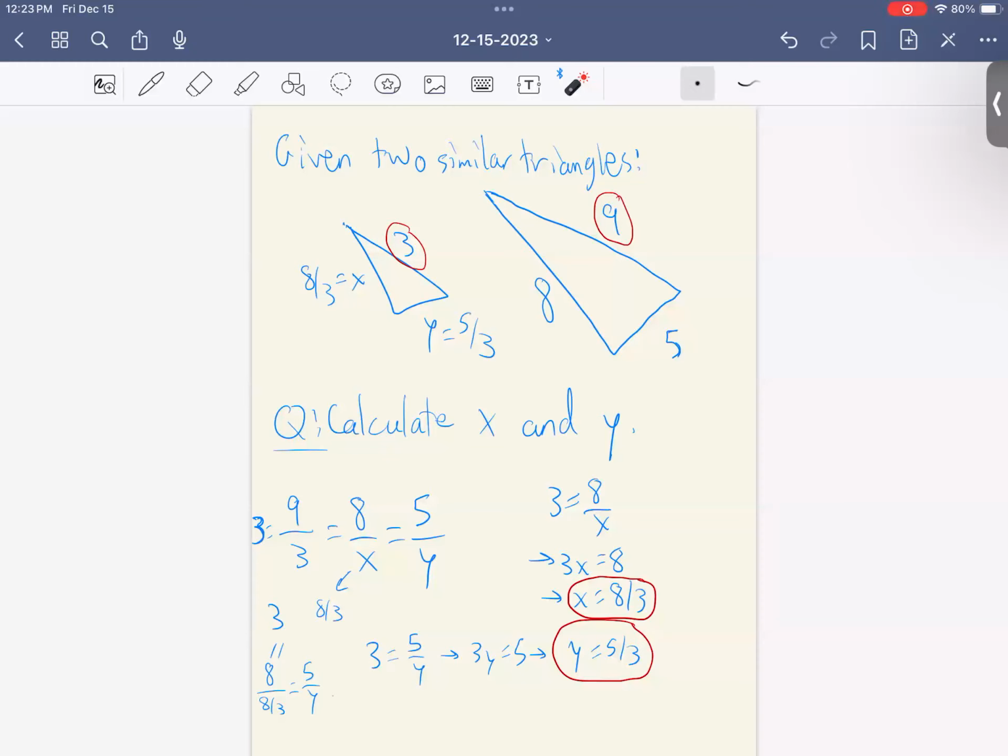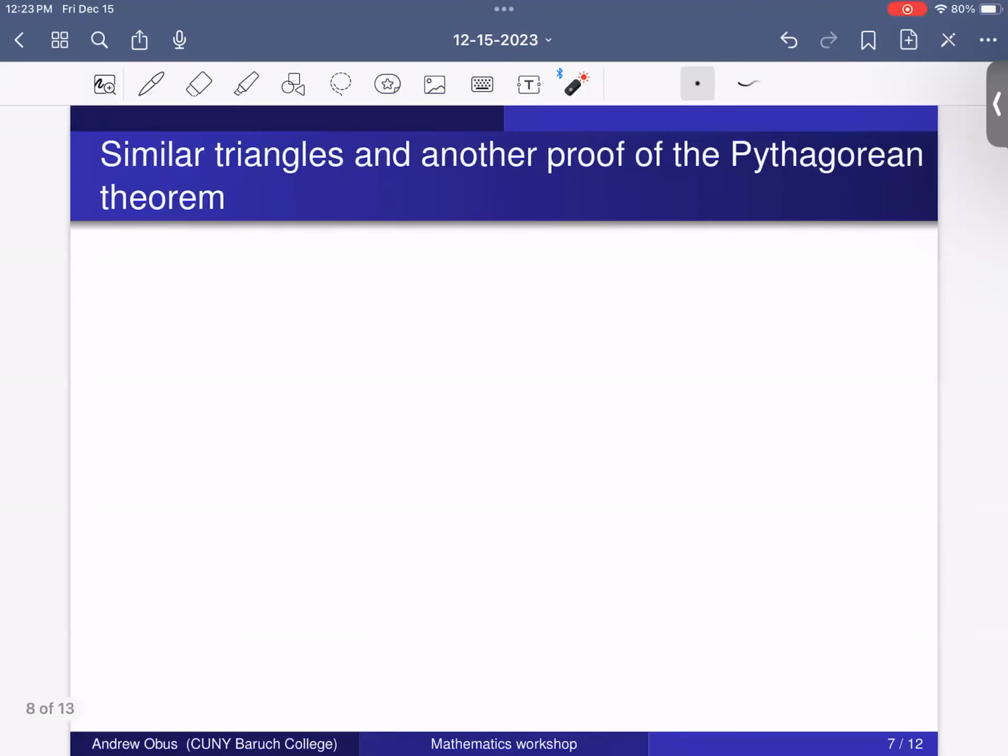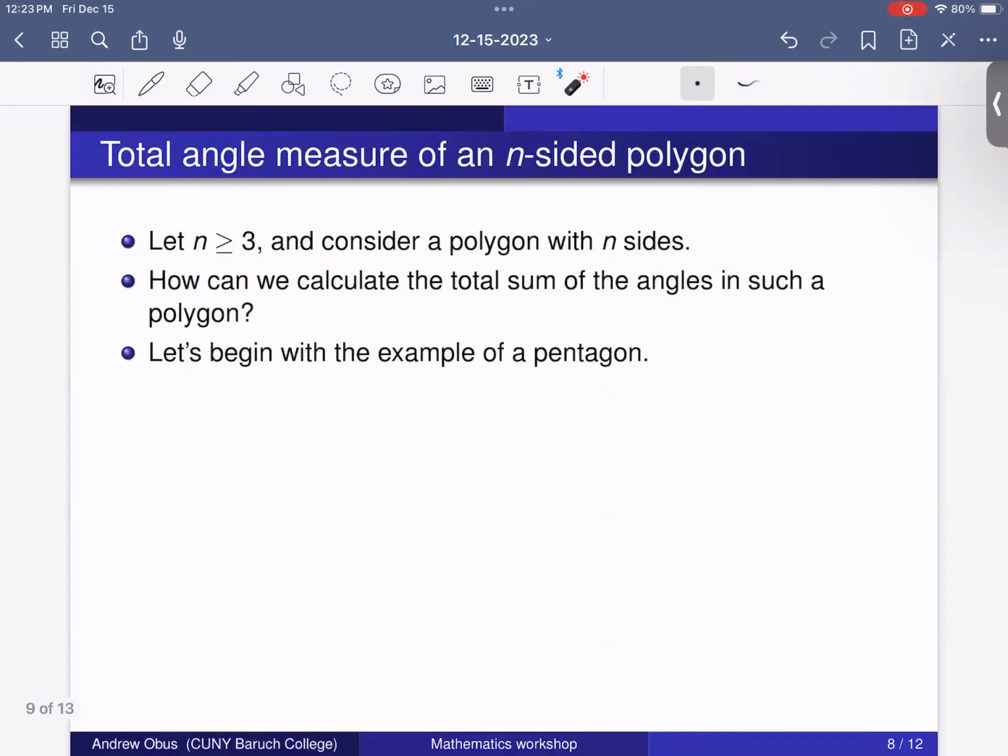Okay. All right. So let me do this for a second. I'm going to skip this for now. You can use similar triangles to do another proof of the Pythagorean theorem, but I think I'm going to skip it for the time being because I want to make sure we have time to get to everything else. And maybe I'll just save this for next week. So let me skip the proof of the Pythagorean theorem.